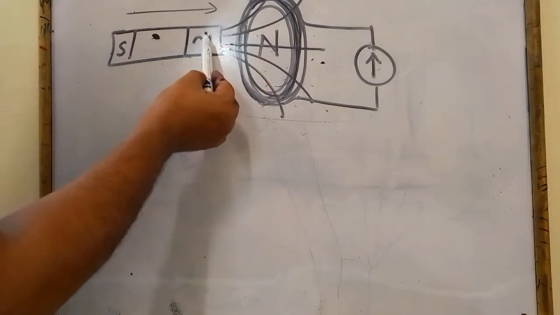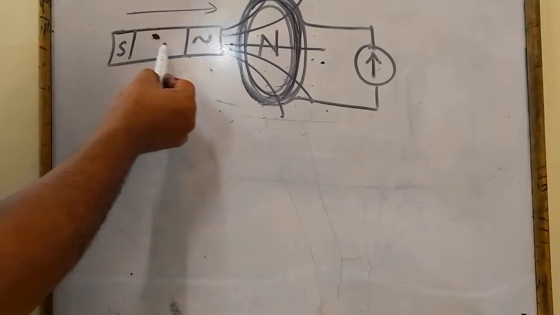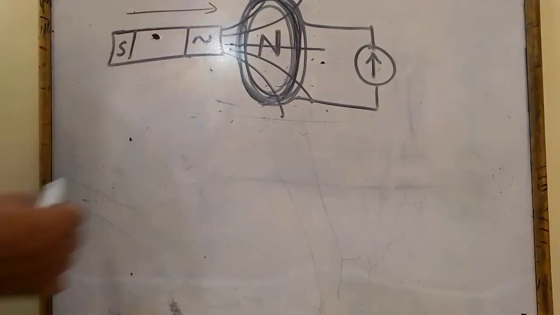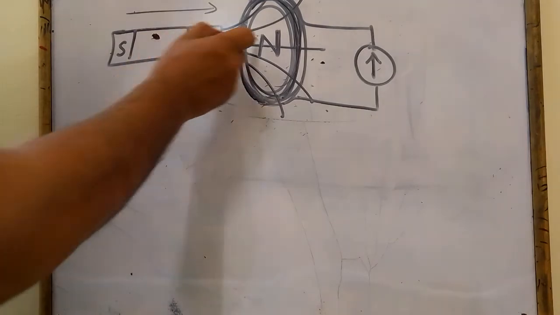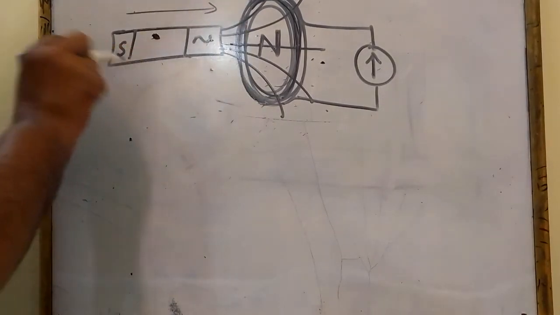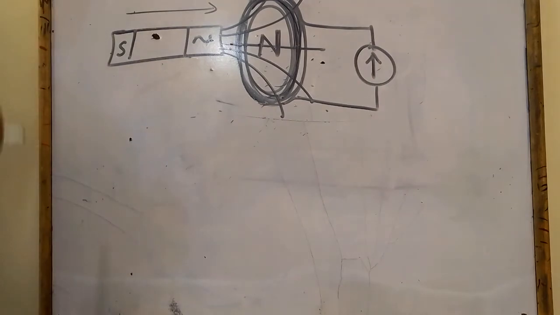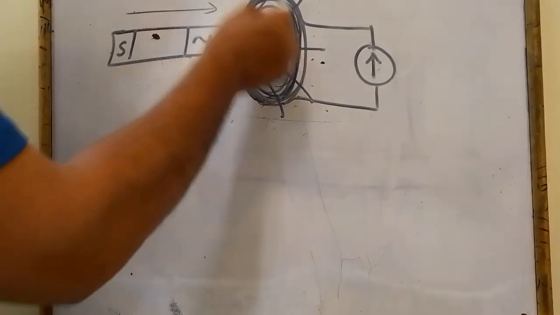So north will be repelled by this north. This north of the bar magnet will be repelled away by the north side of this coil. Because of this repulsion between the two same sides of the magnet, north-north, like poles repulsion, we are trying to move the magnet towards the coil, but this north will try to take the bar magnet and coil away from each other. So this north side will give us the concept of the direction of the current induced in the coil.